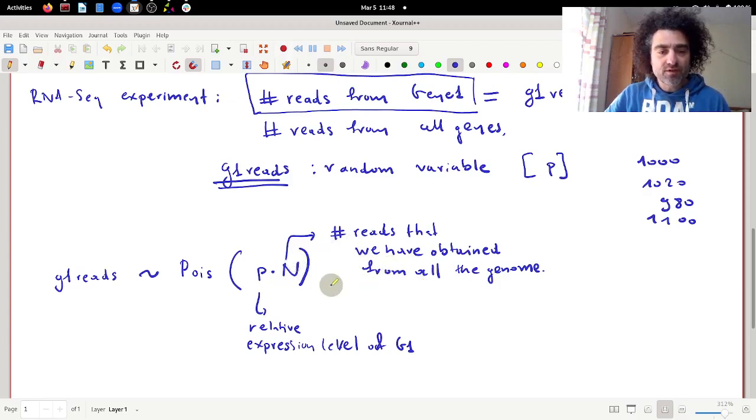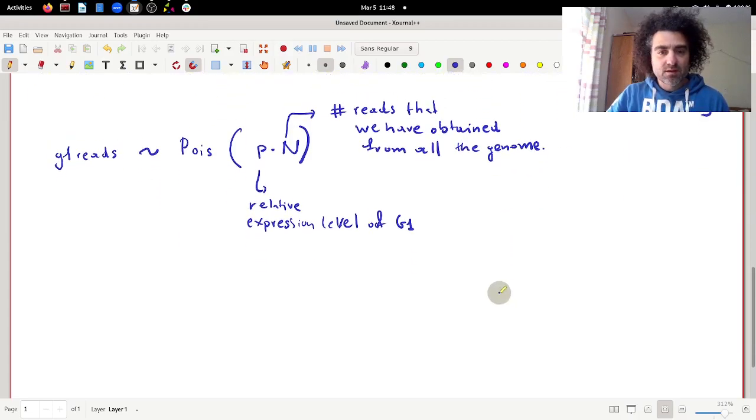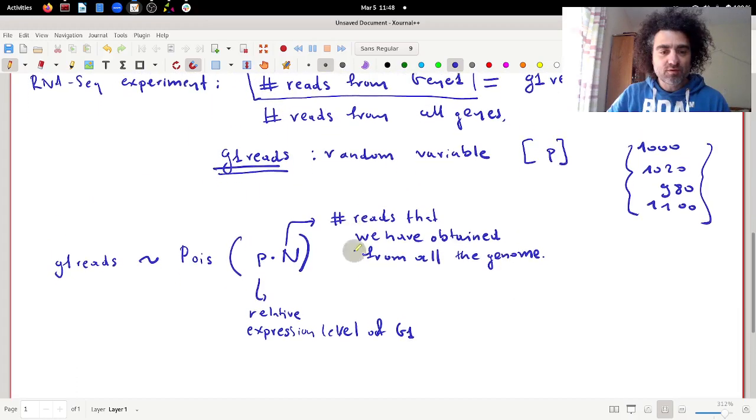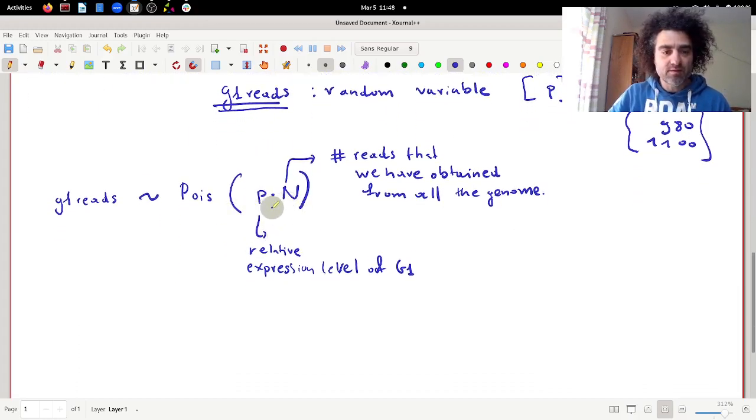And realizations of this process might be these numbers here that I have written. Now, this is a Poisson process, a Poisson distribution here. It says that what we expect to see is P multiplied by N reads. This is our expectation for the number of reads for gene 1, and the variance will be again the same.